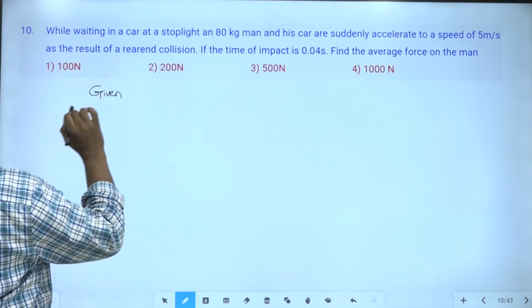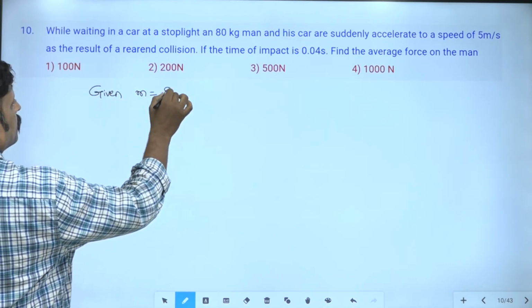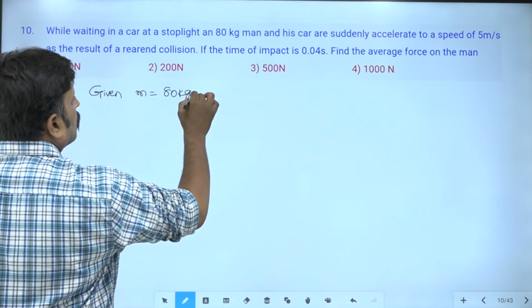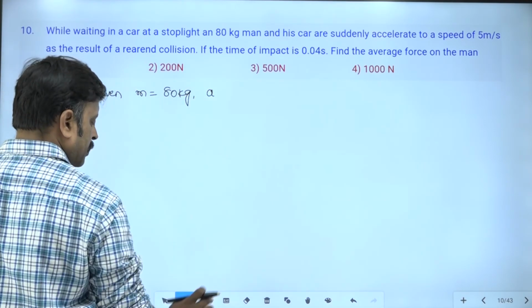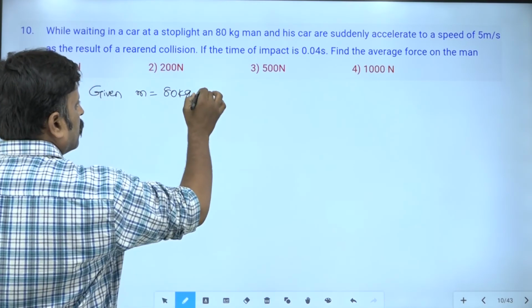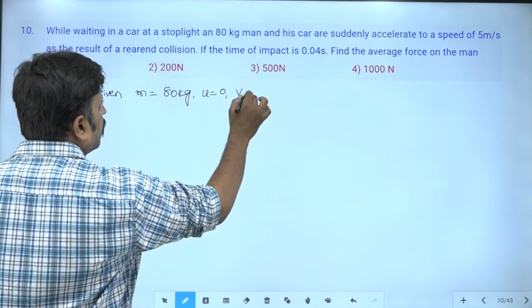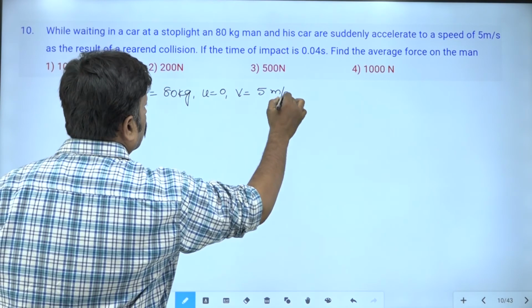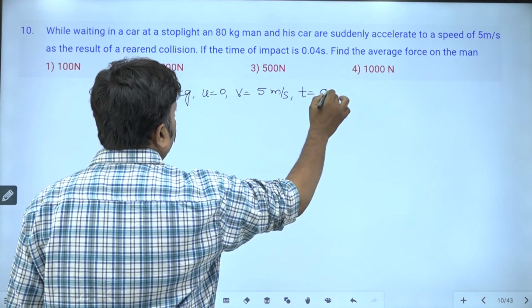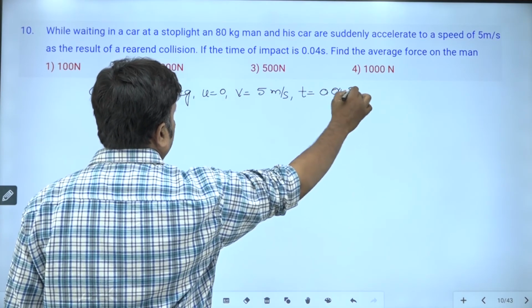See, given: what is the mass of the man? 80 kg. He suddenly accelerates to a speed of 5 meters per second, as given. Suddenly accelerates means initially it is at rest. So initial velocity is 0, final velocity is given as 5 meters per second. What is the time given? 0.04 seconds given.